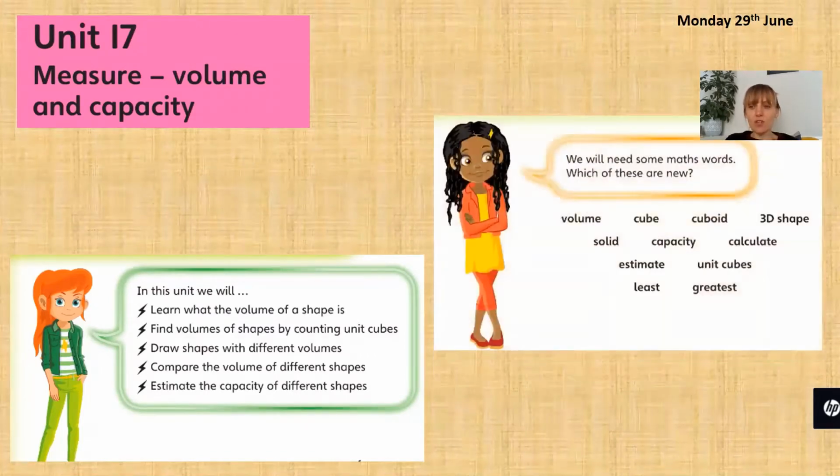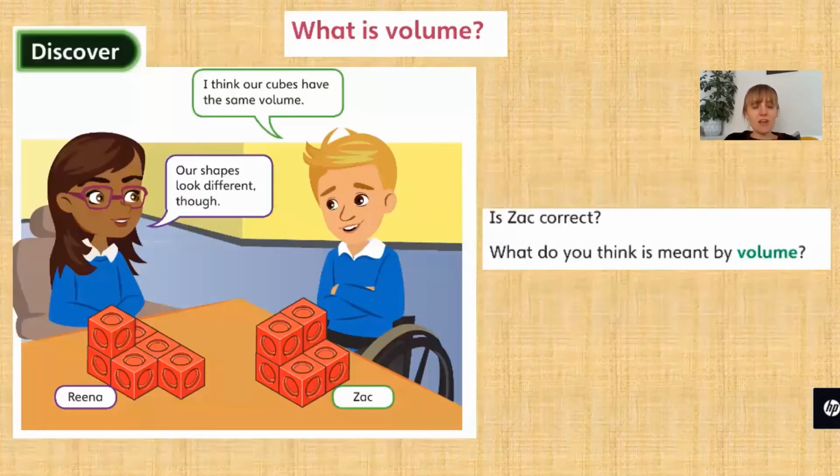Here are a few new words and vocabulary that we're going to need. Some you'll recognise, such as volume, solid, estimate, least, cube, but some might be a bit new to you, maybe cuboid, unit cubes, calculate. We're going to look at those throughout this week. Okay, so first of all, discover what is volume.